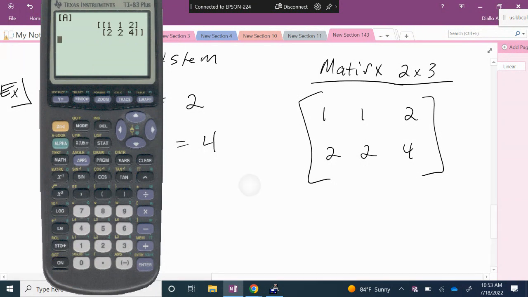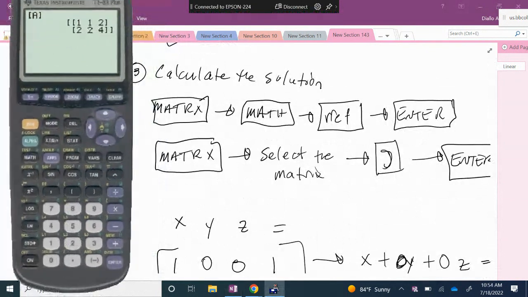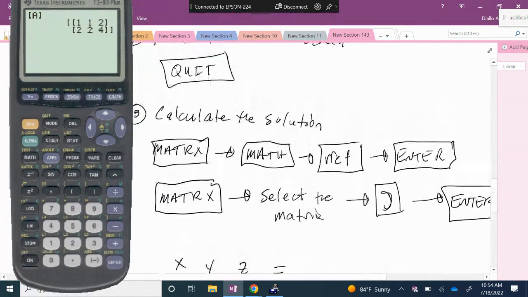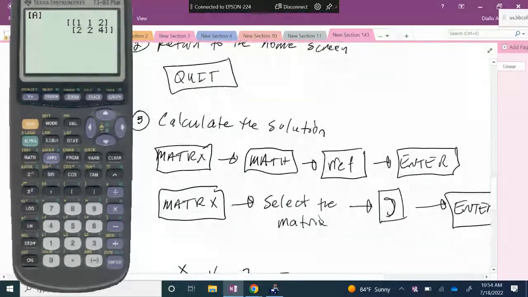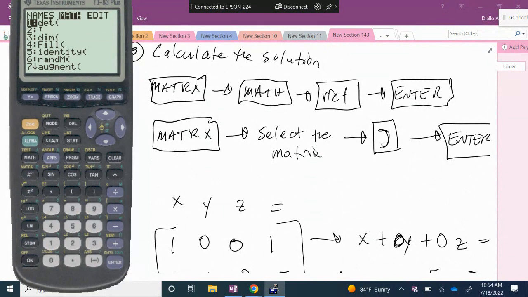All right, so once we have entered the matrix into the calculator, you must go back to the home screen. So I use the quick key. So now I'm going to go back into the matrix. I'm going to scroll over to math. I'm going to scroll down to RREF. I'm going to hit enter. I'm going to insert matrix A, close off the parenthesis, and hit enter.